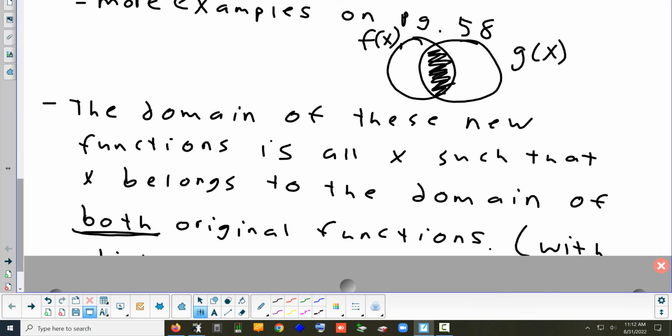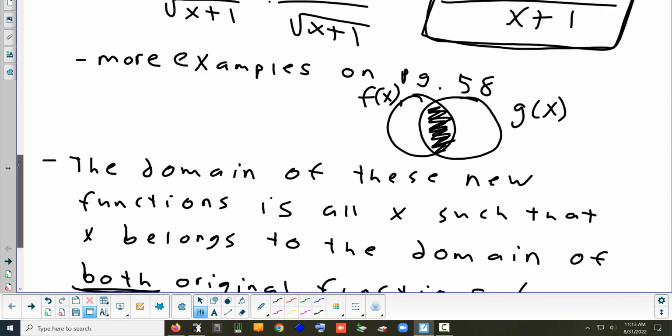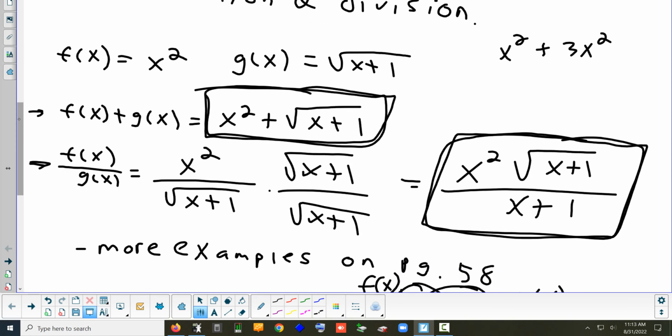So the domain is all numbers that work in both original functions. Now, there is one other thing you do have to be careful with, and that's division. Because what are we never allowed to do with division? You can't divide by 0. So if you ever create a function that ends up with a denominator and there's a variable in it, you also have to make sure that you never divide by 0.